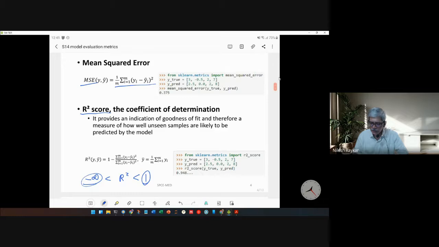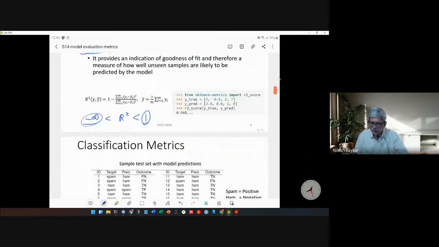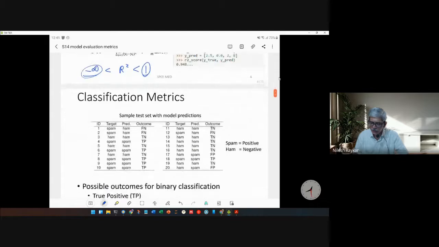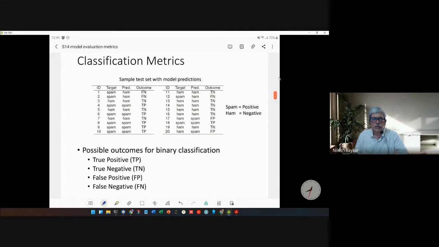Now, for today's class, our main focus is the classification metrics. So let's see particular results which are given by some machine learning model. This particular machine learning model is trying to classify emails as spam and not spam. So spam mails are spam mails, and in this case, ham is the word used to say that they are not spam type of mails.